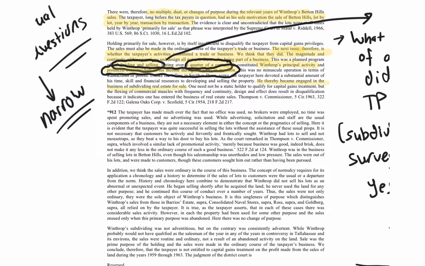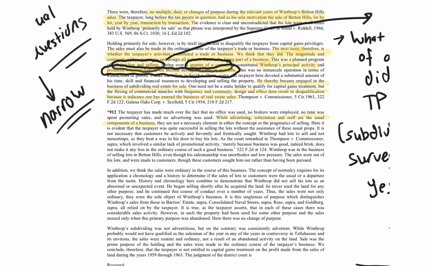One need not be a static holder to qualify for capital gain treatment, but because of the flexing of commercial muscles with frequency and continuity, so frequency and continuity matter. So that goes to how many different times you've sold properties, how long. Design and effect does result in disqualification because it indicates one has entered in the business of real estate sales. So it's basically concluding that, again, they think he is. The taxpayer has made much over the fact that no office was used. While advertising, solicitation, and staff are the usual components of business, so they're saying that's important. Was there any advertising, soliciting, and staff used to sell these properties?